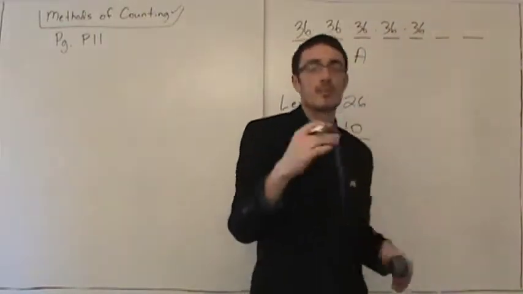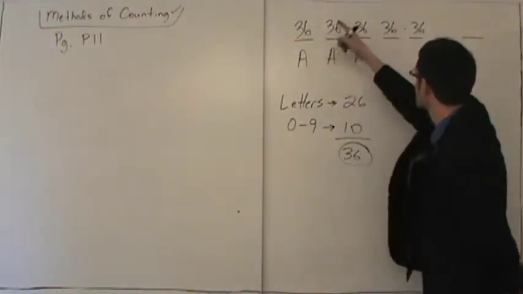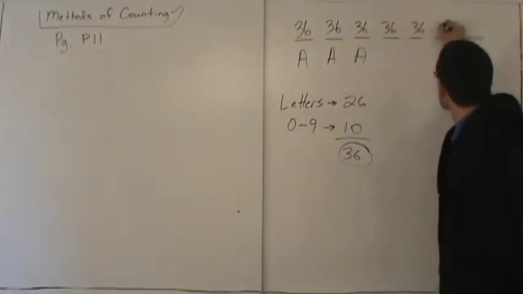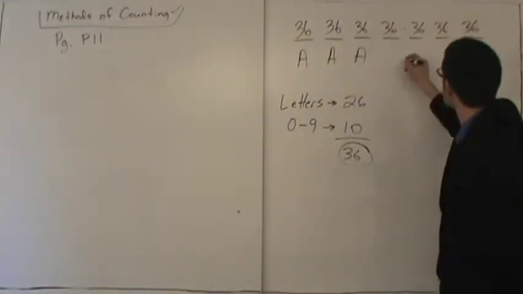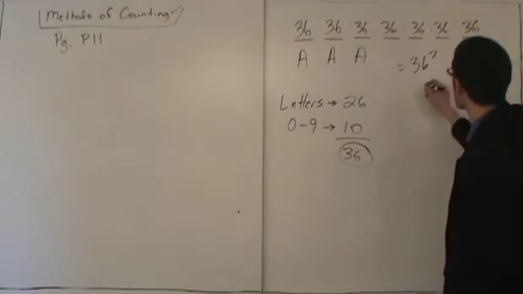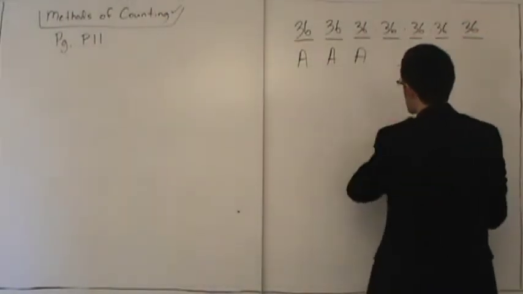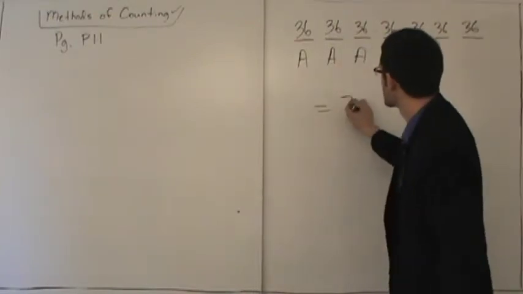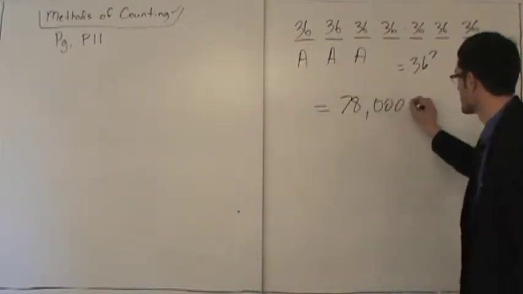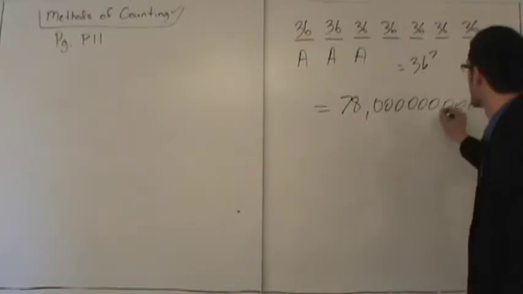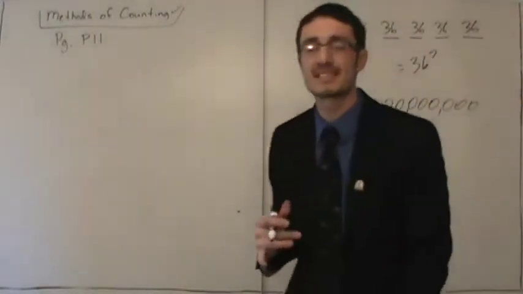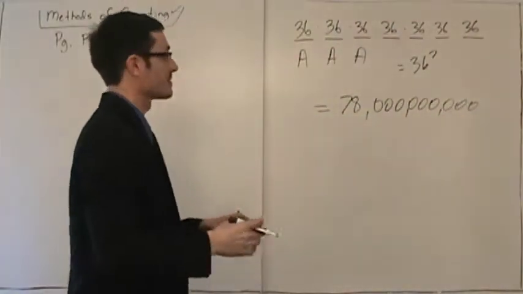Remember, are we adding or are we multiplying? We are multiplying. So 36 times 36 times 36 times 36 times 36 times 36. This is equal to 36 to the 7th power, which is equal to about 78 billion. Okay, it's actually more than this, but around 78 billion possibilities for license plates.